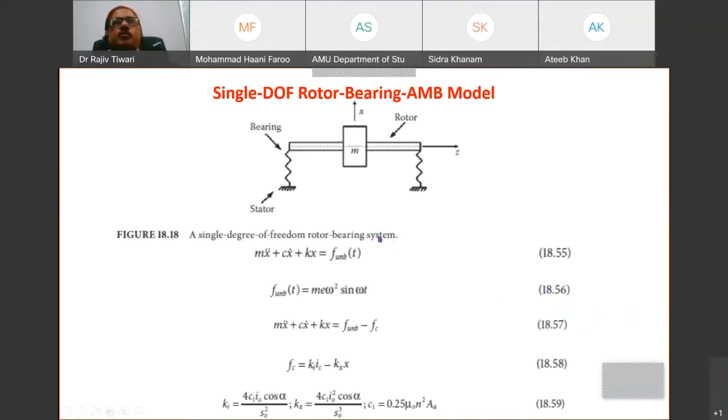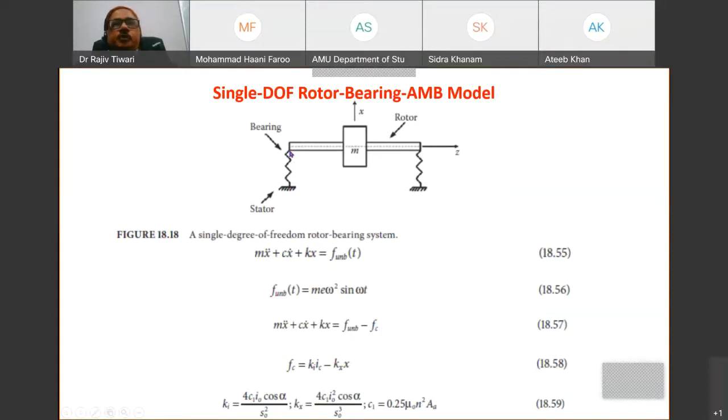Now, we have previously explained a very simple one-mass rotor system. So here, what we are doing is having a rotor, more realistic as compared to the previous one, which is mounted on a conventional bearing. Additionally, there is a magnetic bearing here at the center.